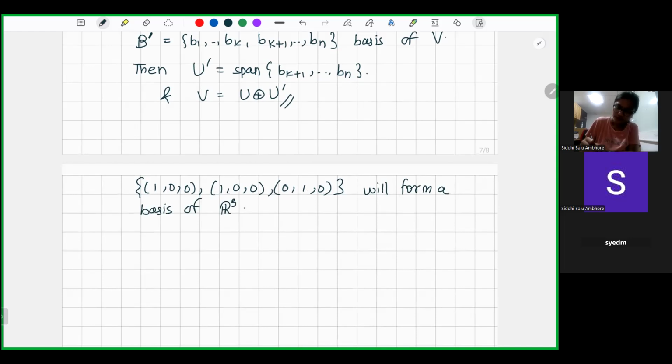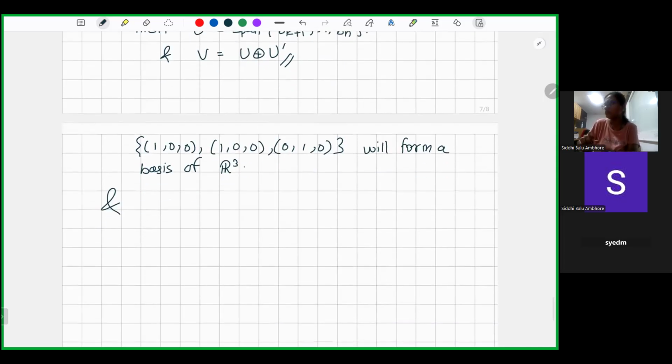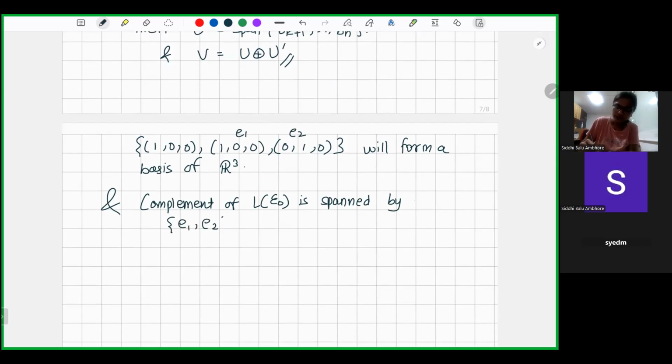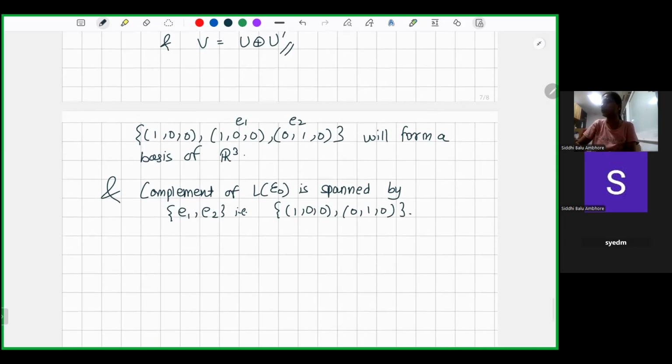will form a basis of R3, and the complement of L epsilon naught is spanned by these two elements. If I call them E1 and E2, then it is spanned by E1 and E2, that is (1, 0, 0) and (0, 1, 0). Okay, and it is not only these two. We can take others, but let us finish this and then we will discuss further.